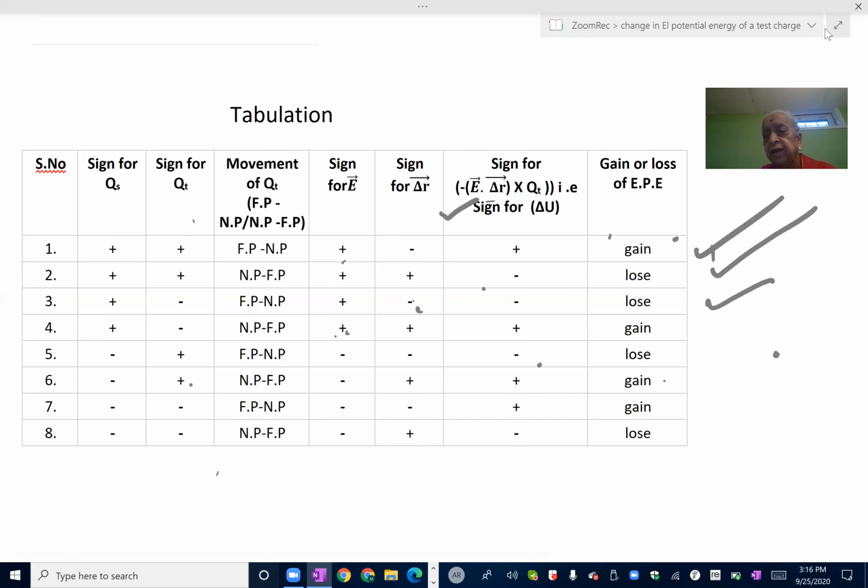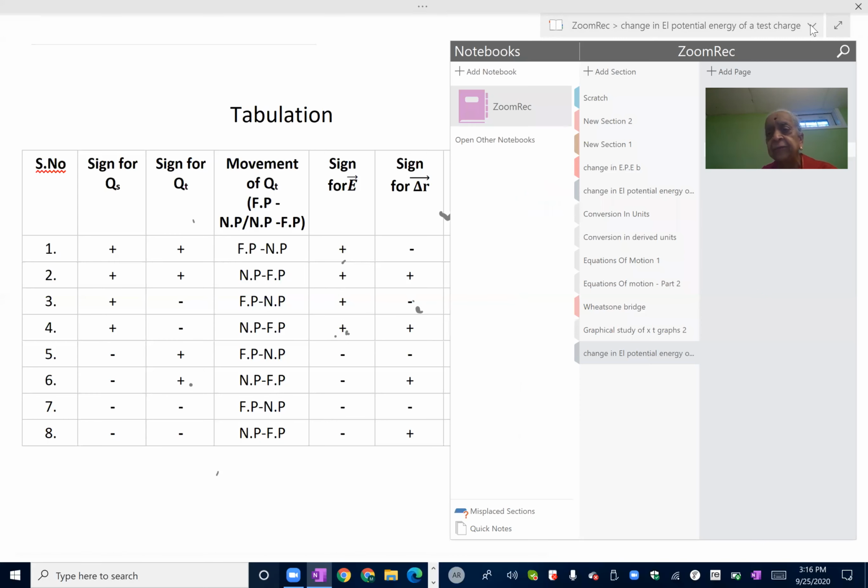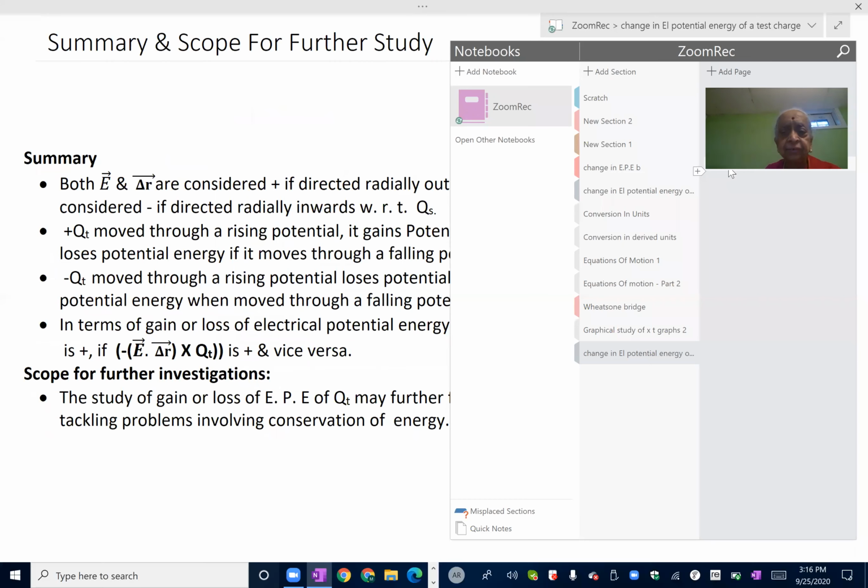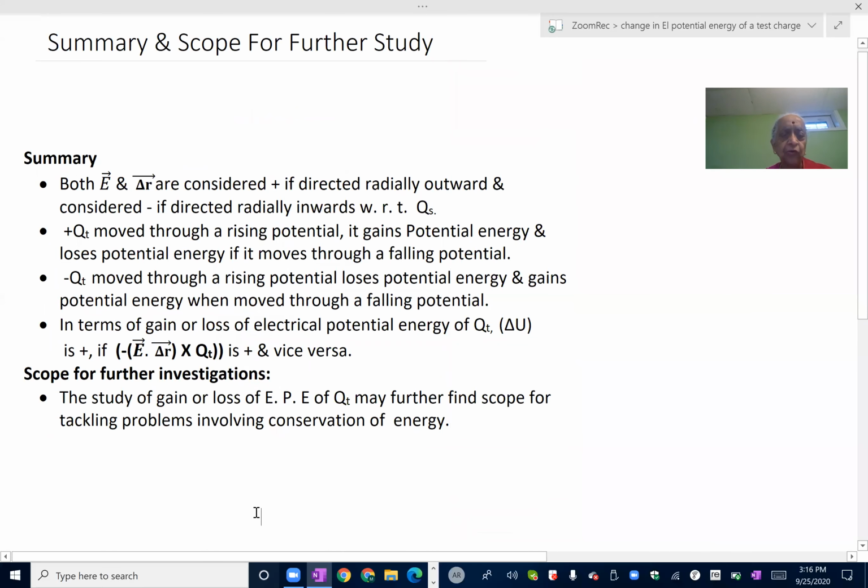Now, coming to the next part, namely the summarizing part. What is the summary of it? There is a summary and scope for further development, further research to follow in your further course of study. Both E and delta R are considered positive if it is radially outward. This is only when QS is given. If QS is not given, you just see whether delta R is positive or negative. Then plus QT moved through a rising potential will gain potential energy, and it will lose if it moves through a falling potential. Minus QT, when it goes through a rising potential, will lose energy.